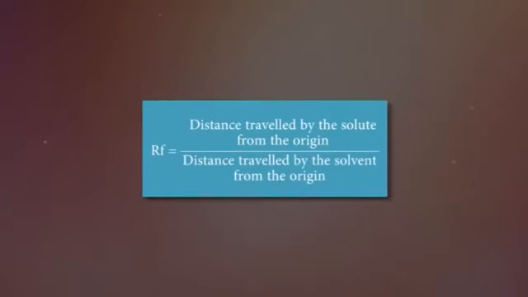In both TLC and paper chromatography, the fundamental measurement is that of the retardation factor, RF. The retardation factor is defined as a ratio of the distance travelled by the solute from the origin to the distance travelled by the solvent from the origin.